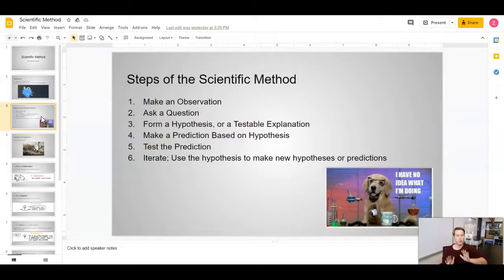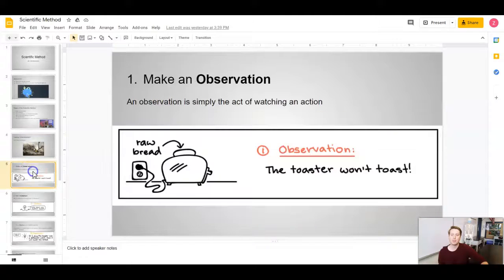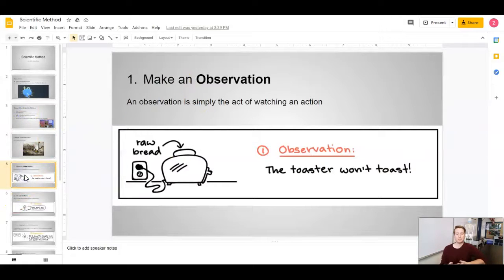Okay, you're thinking, whoa, that was a lot. What's going on? You might be thinking, I have no idea what's going on. But that's okay. Feeling overwhelmed? We're going to take a step back and break that all down. Let's start with our step 1. Make an observation. An observation is simply the act of watching an action.